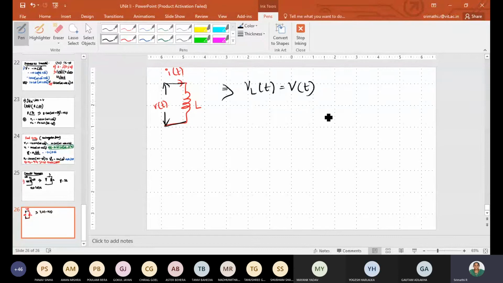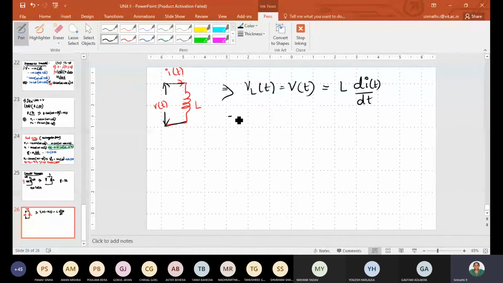VL of t is equal to V of t, which is equal to L into di of t by dt. Am I right, guys? Yes, ma'am.